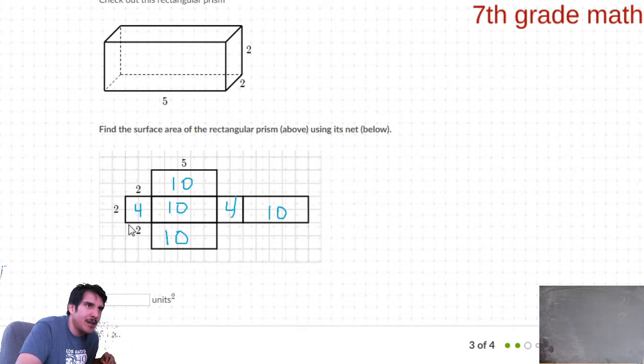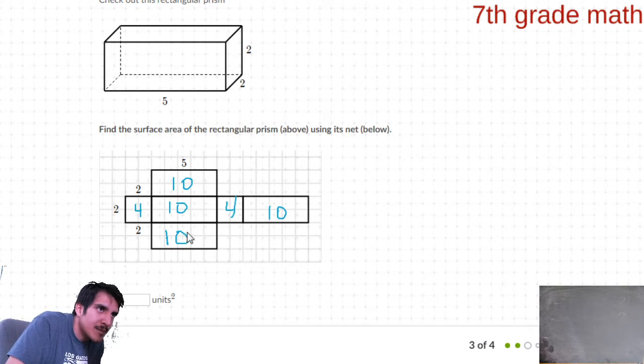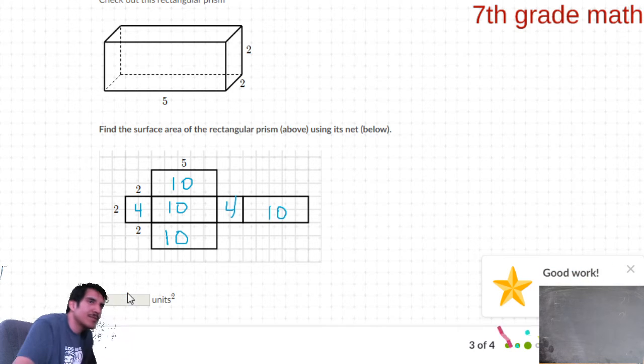So we found the area of all the faces, and now we're going to add up all the areas together to get the total surface area. 10 plus 10 plus 10, 30. Plus 10, 40. Plus 4, 44. Plus another 4, 48 square units. Okay? So you enter 48 square units and we are done.